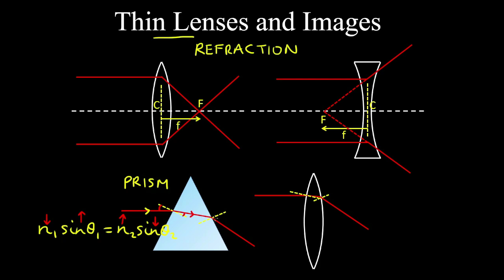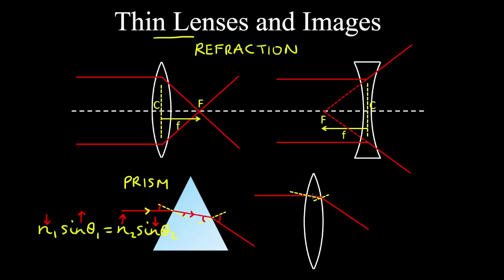And then on the other side, we have another incident angle with this normal, and because the light ray travels from a denser medium to another medium, it gets refracted away from the normal. So therefore the refracted angle is higher than the incident angle.